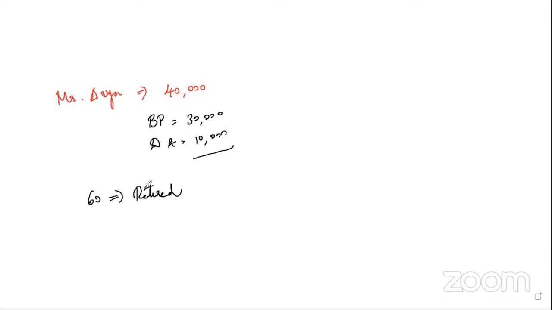Once he retires, assume he's a government employee, what does he receive? He receives a pension. In pension also, there are 2 criteria. Whenever you receive a pension, out of the salary you were receiving in service, you will be receiving only 50% of it.